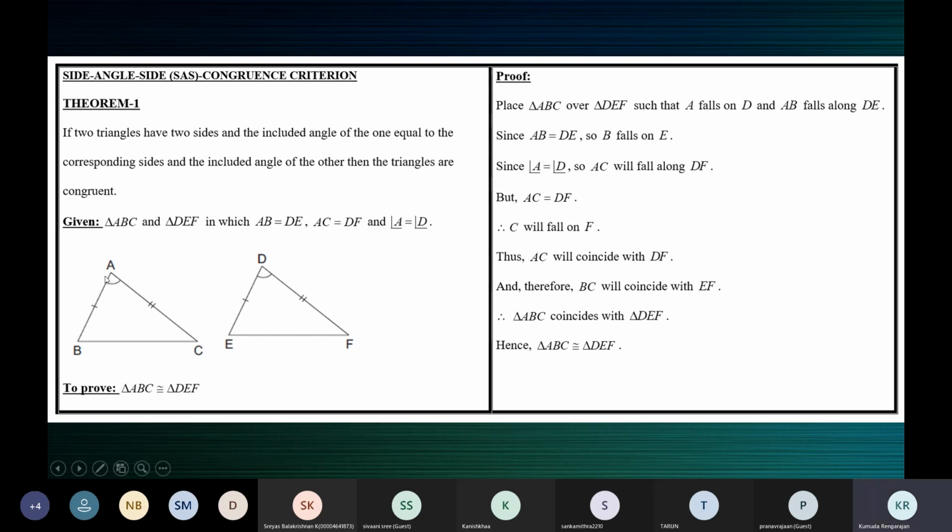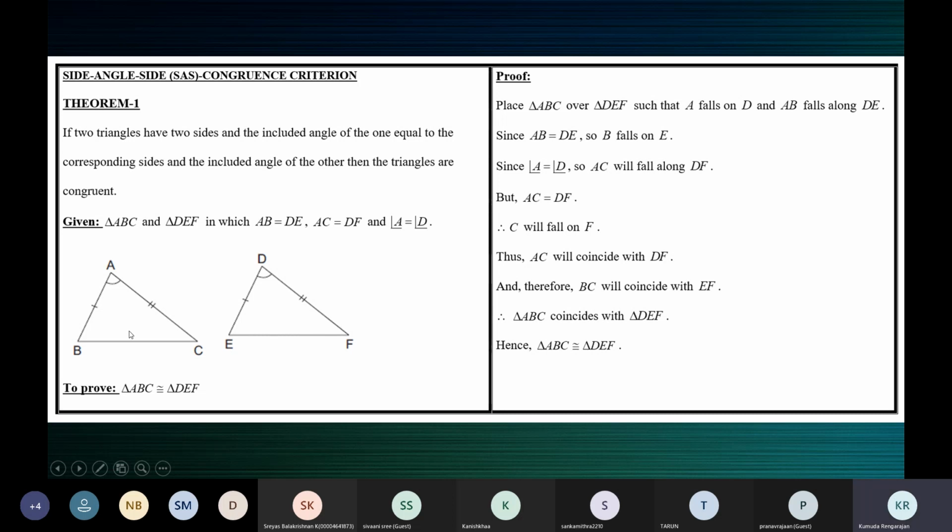And the included angle. So see here, the arms of angle D are DE and DF. That means angle D is the included angle, or the angle included by the sides DE and DF. Why? Because DE and DF are the arms of angle D. That means D is the included angle for the sides DE and DF.